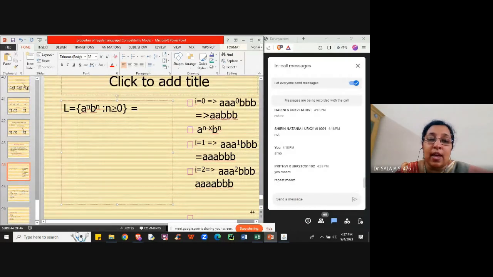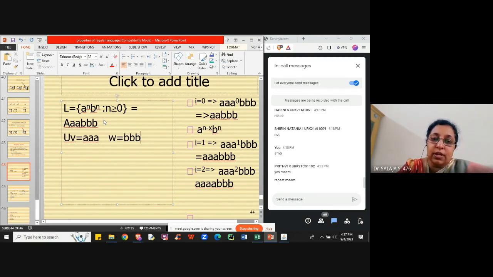Now you have a per n, b per n. What I should do is take any string. The easy way of taking it is I'll take any string, say 3 a's. This is a string x. Now this string x has to be divided into three substrings. It need not be equal substrings. It can be divided into any substrings. So let me take uv as a's and w as 3 b's.